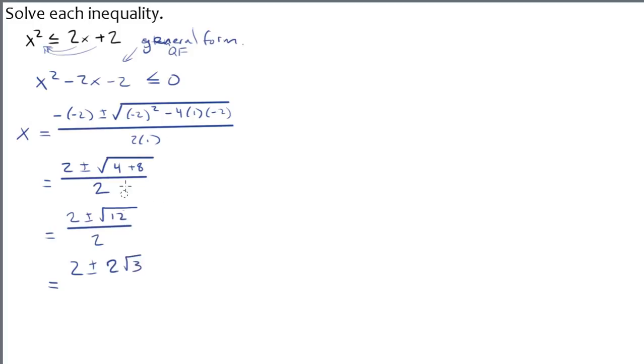12 is equal to what? 4 times 3, so this is the square root of 4 times the square root of 3, which is 2 square roots of 3. So what does x end up being? x ends up being 1 plus or minus the square root of 3. We divide everything by 2. This divides by 2, that divides by 2. We get 1 plus or minus the square root of 3.